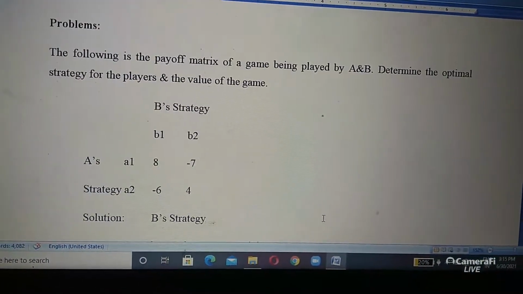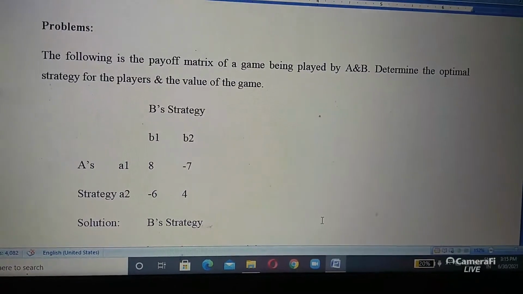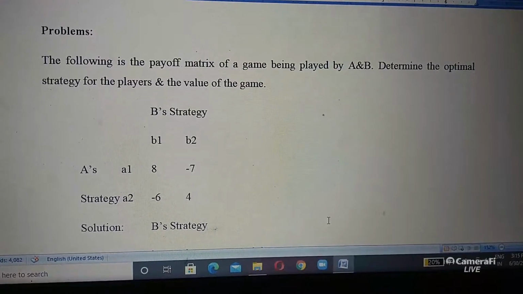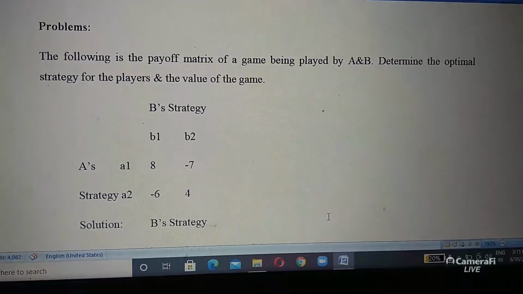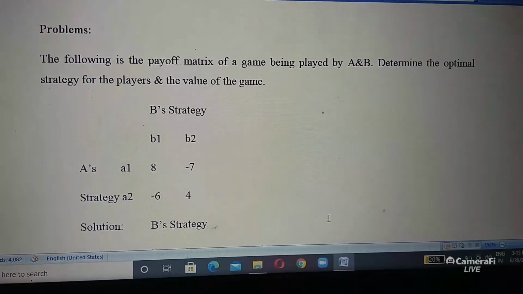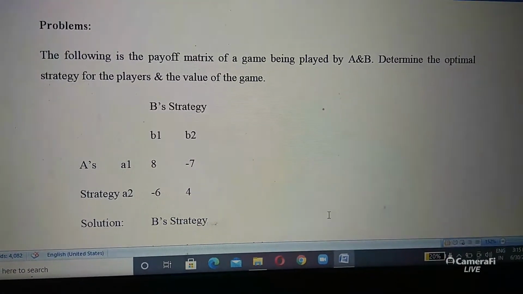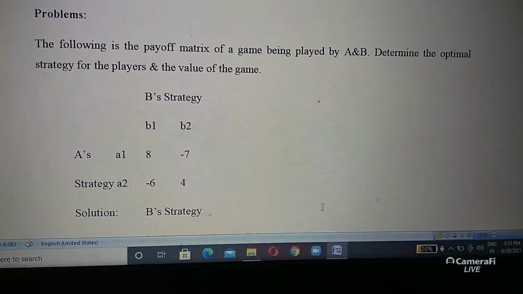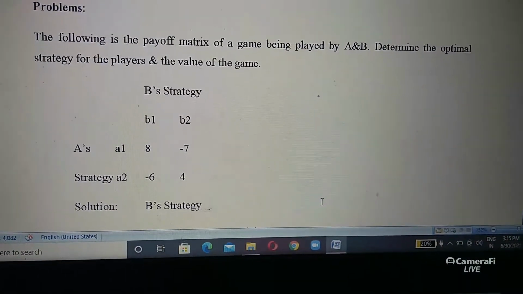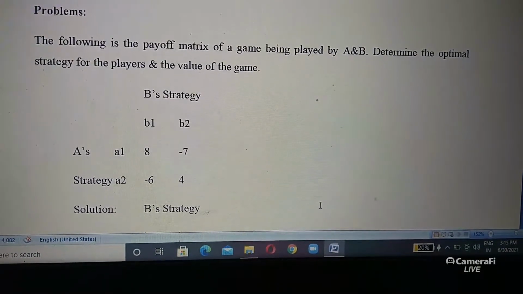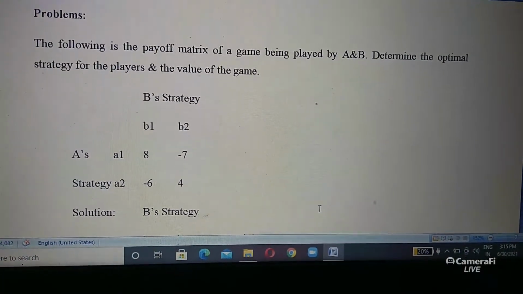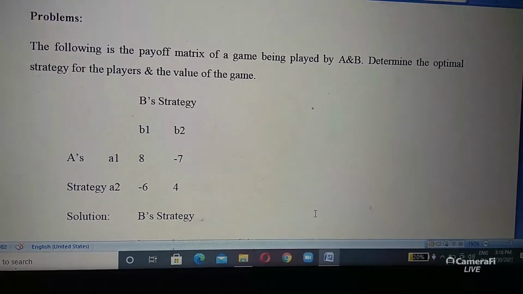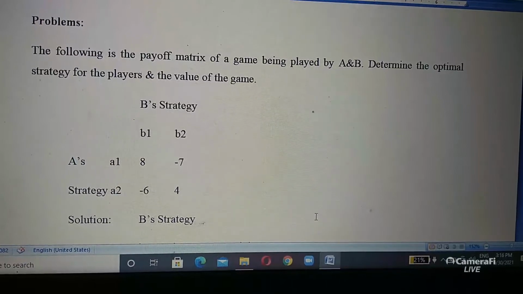And here is a small problem also. You see this problem, or we will discuss the problem tomorrow. Okay, here in the given problem, which type of information is available? You observe the problem. The following is the payoff matrix of a game being played by A and B. Determine the optimal strategy for the players and the value of the game. B's strategy, A's strategy, B1, B2, A1, A2. Okay, 8, minus 7, minus 6, then 4. The information is given here. Okay, here it is a 2 by 2 matrix.